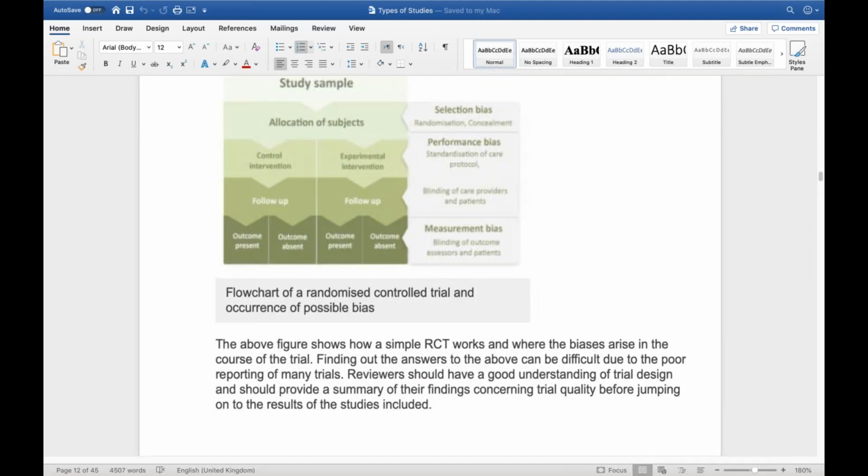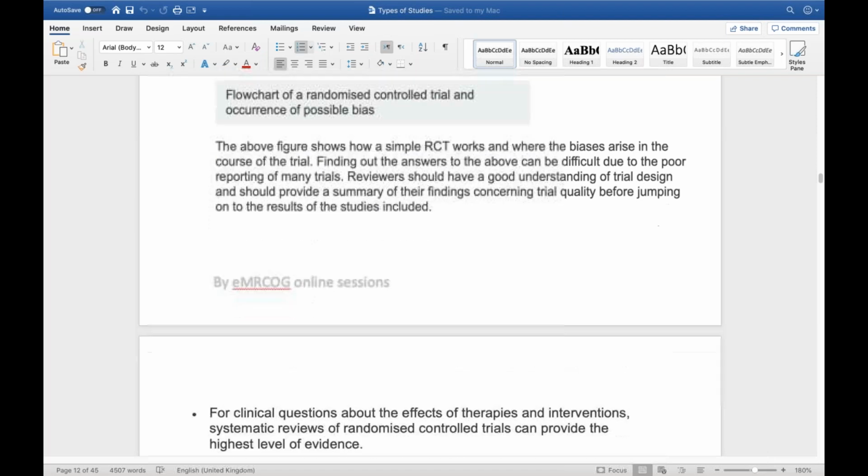Okay, that is what we did to minimize this bias, basically.